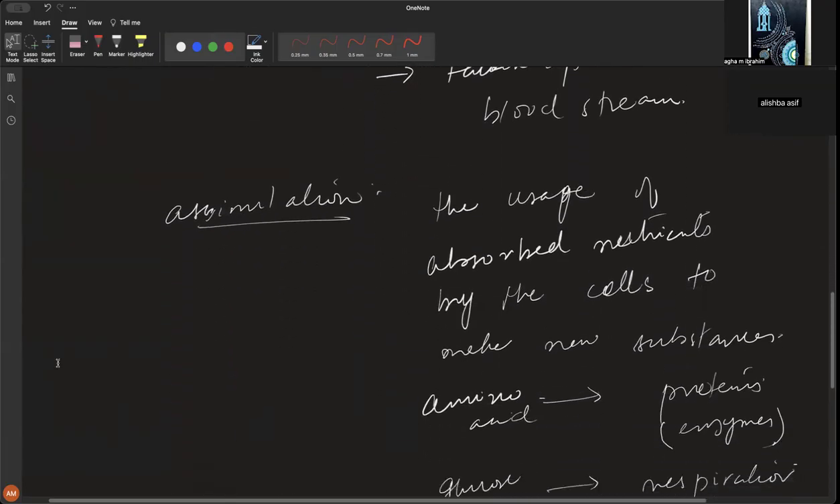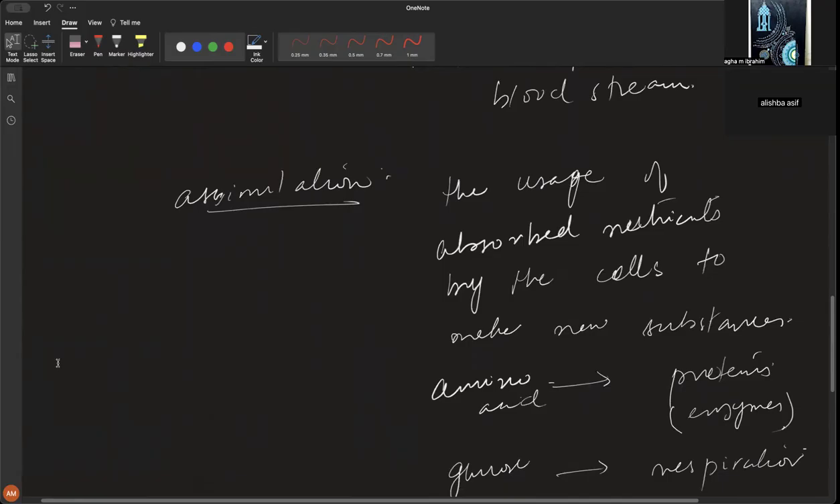Then we have the process of assimilation. Assimilation is the usage of absorbed nutrients by the cells to make new substances. Like amino acids are going to be used to make proteins, which are enzymes or hormones.